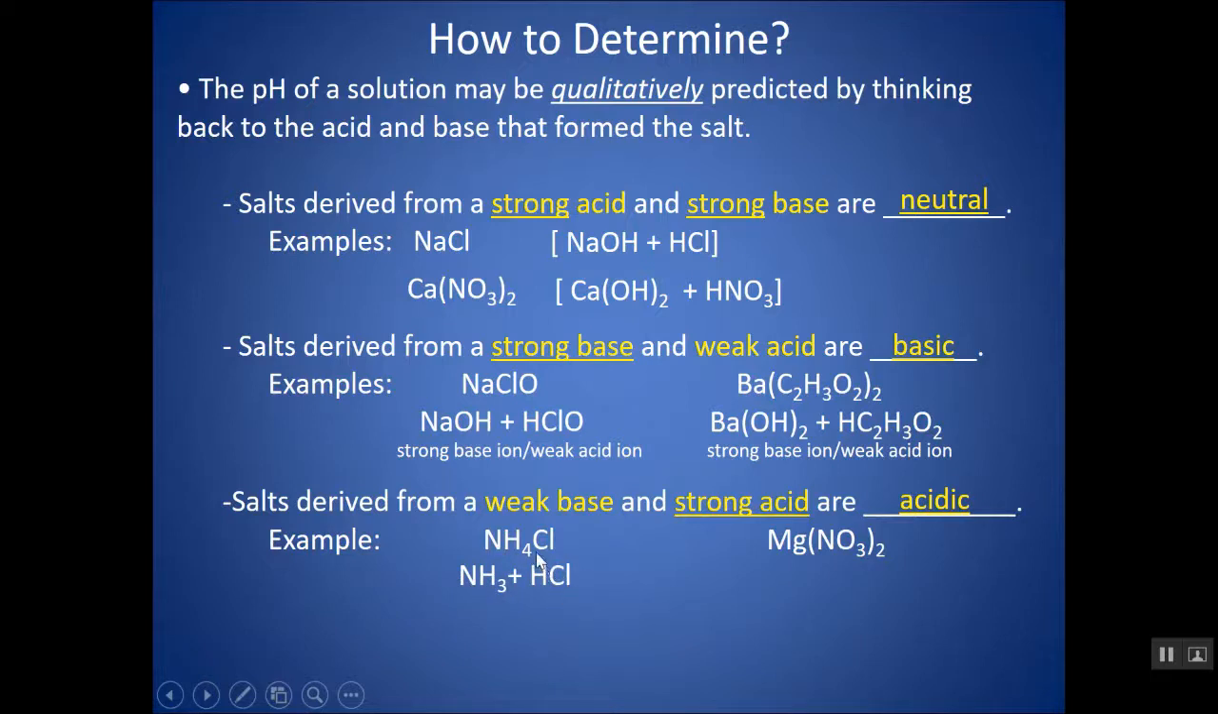HCl is a strong acid, so Cl would be negligible strength, but NH3 is a weak base, so NH4 plus would have some strength as an acid, and that would make the solution acidic. That's why NH4Cl would be an acidic salt.